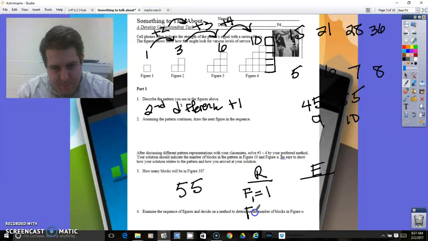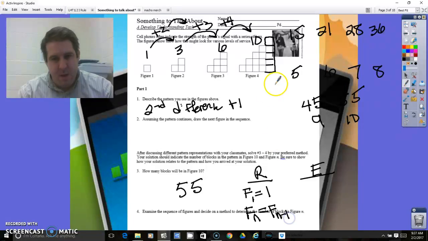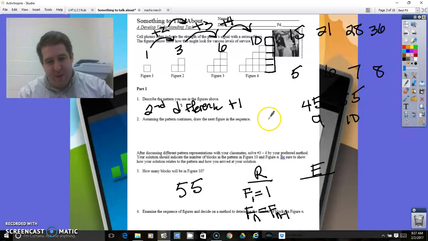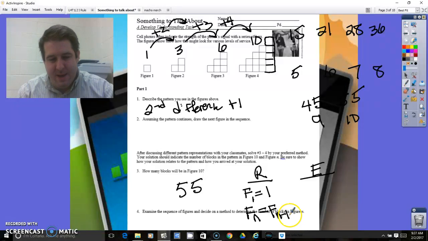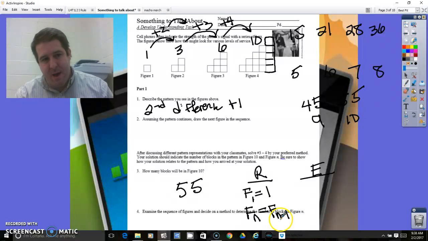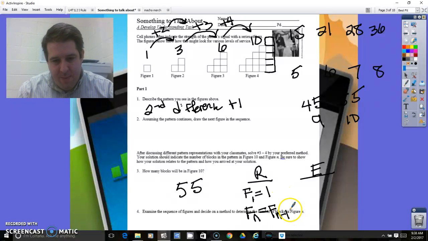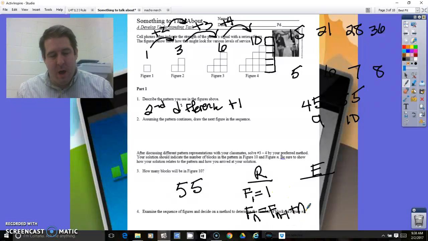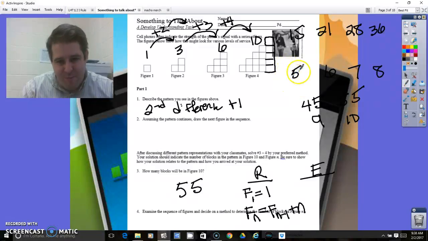And f sub any number, which is n, is equal to its previous, which is f sub n minus 1. So let's say I'm trying to find the 100th figure. F sub n minus 1 represents the number of blocks in the 99th figure. It doesn't represent 99. It represents the amount of blocks in that figure. And then I'm going to add n to it, which will be 100 in that case. Just add 100 because it's the 100th term. So let me apply that to something you can see, the 5th term.